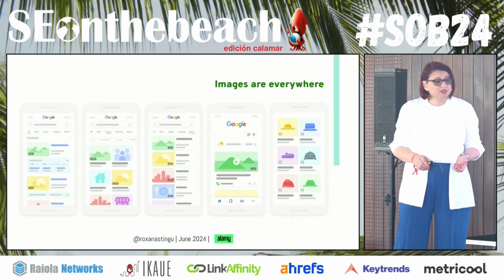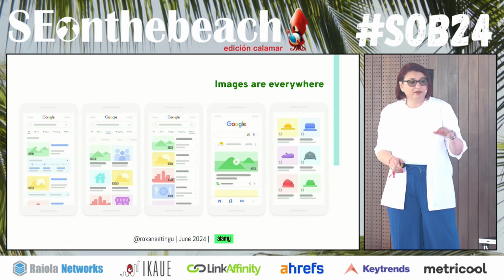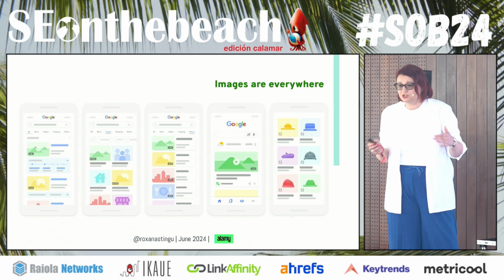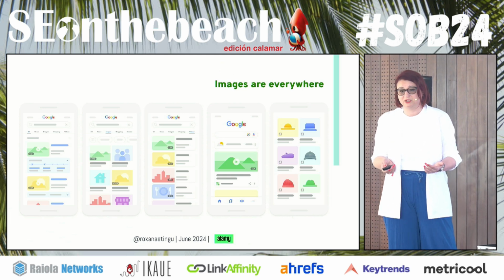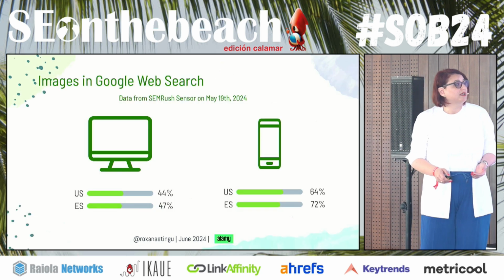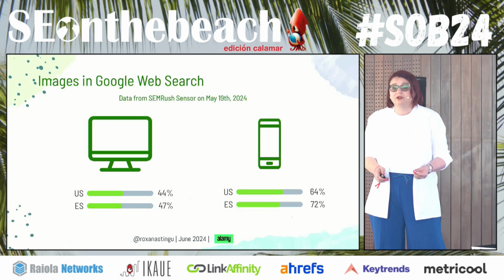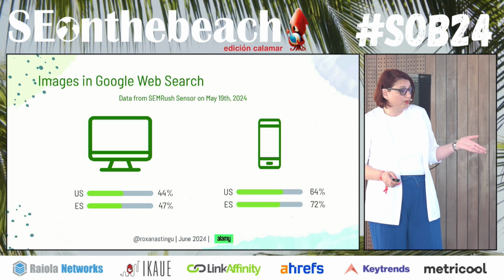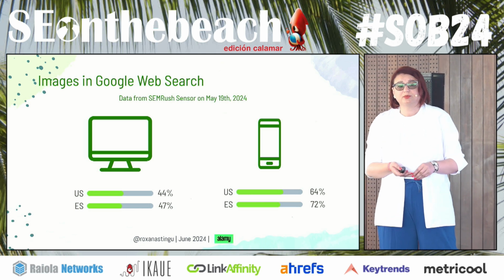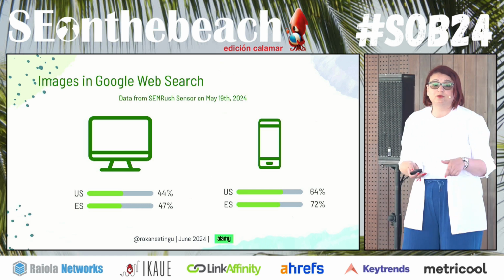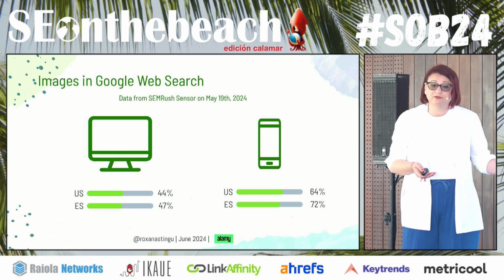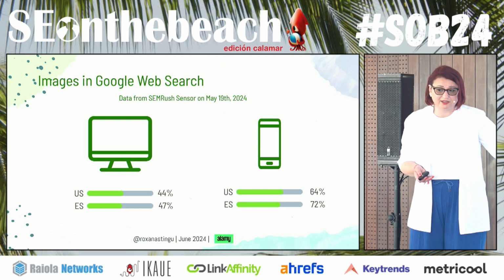But actually, images are absolutely everywhere. They're in your generic search in web, they're in discovery, they're in news, even in video you have images, right? Absolutely everywhere. To the point where if you look at the data, and this is for web search, you get 44% of web searches returning images on desktop and 64% on mobile in the US. And for Spain it's actually even more than that. That was surprising.